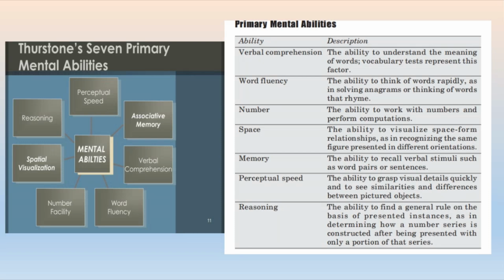Thurston's 7 primary mental abilities, proposed by Louis Leon Thurston. Thurston explained that intelligence is not a single ability but a group of several primary mental abilities. He identified 7 important mental abilities present in individuals. These include verbal comprehension, word fluency, number facility, spatial visualization, associative memory, perceptual speed, and reasoning. According to Thurston, people may be strong in one ability and weaker in another. This theory helps explain individual differences in intelligence and learning abilities.